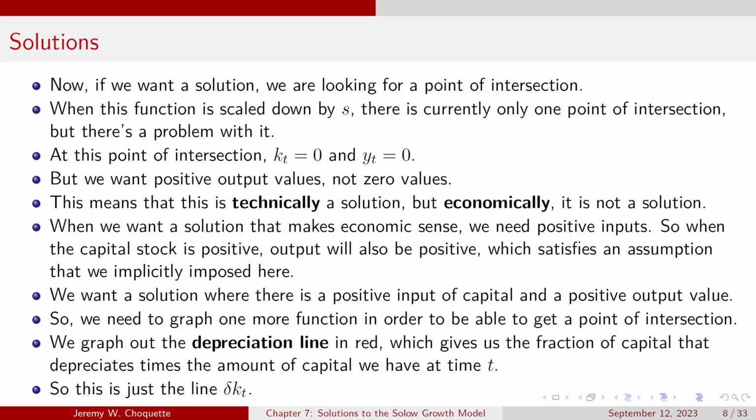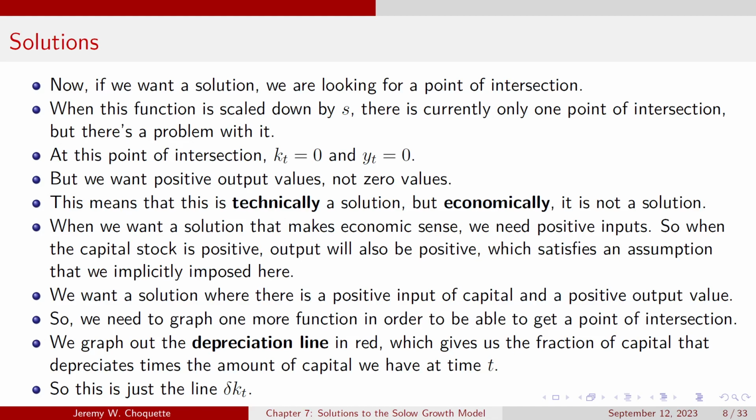So we've got to graph one more function in order to be able to get that point of intersection that we were talking about. And this is where we're going to be graphing out that depreciation line. It's going to be graphed out in red, so we've got everything color-coded here so you can see and get an idea of what each function is doing.